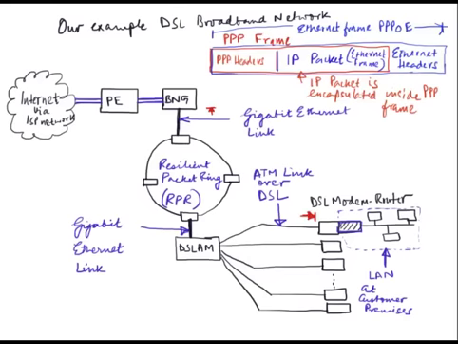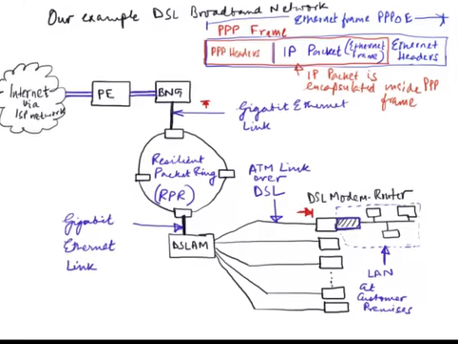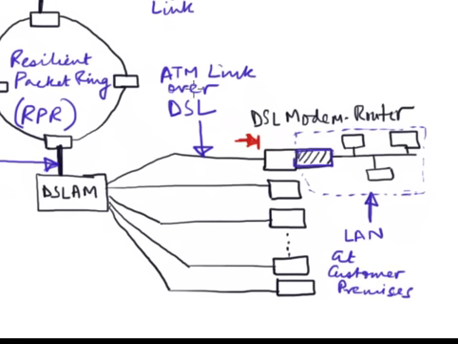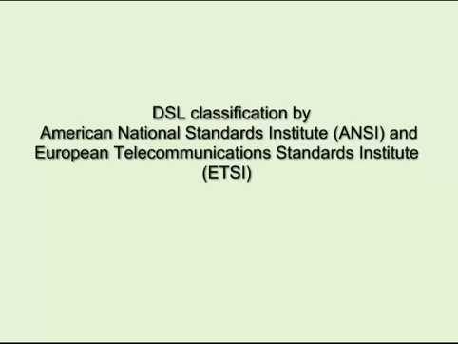Let us take a brief look at DSL, which is at the physical layer between DSL modem and DSLAM. DSL technology can be classified into three groups according to standards laid down by American National Standards Institute or ANSI and European Telecommunications Standards Institute or ETSI. Each group of DSL technology has several variants.